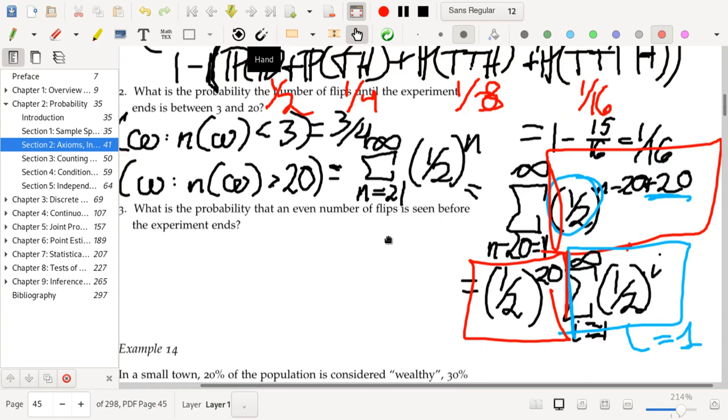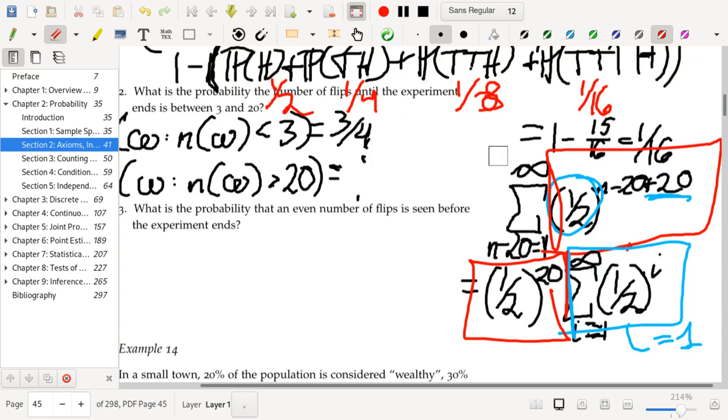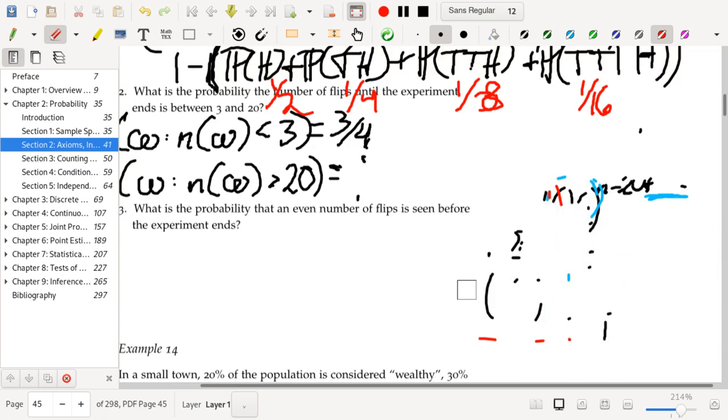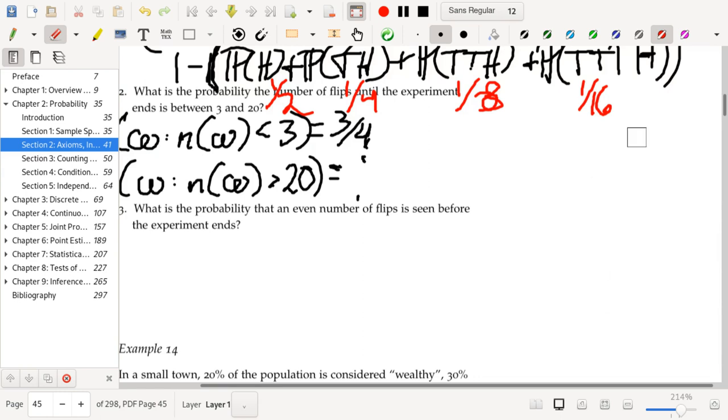All right. Now, I'm still not done, though. Let's start collecting this information. I now know, let's see, that, so I'm going to start erasing all this because I need to start reclaiming some space. All right, so this is equal to 1/2 to the power 20.